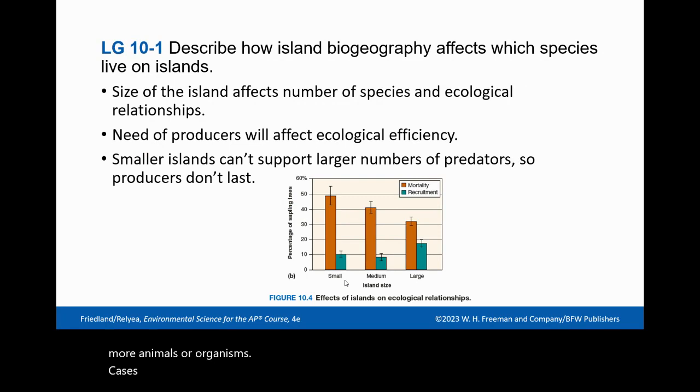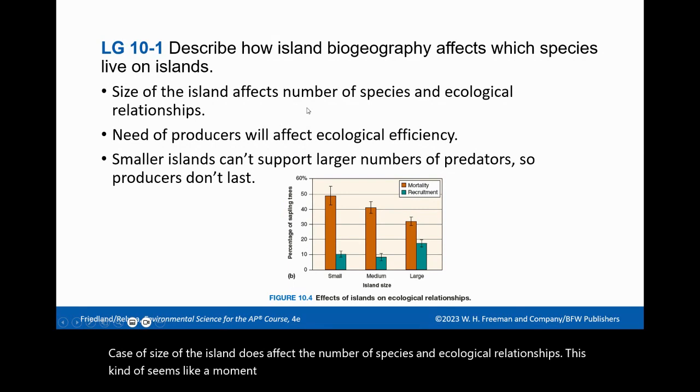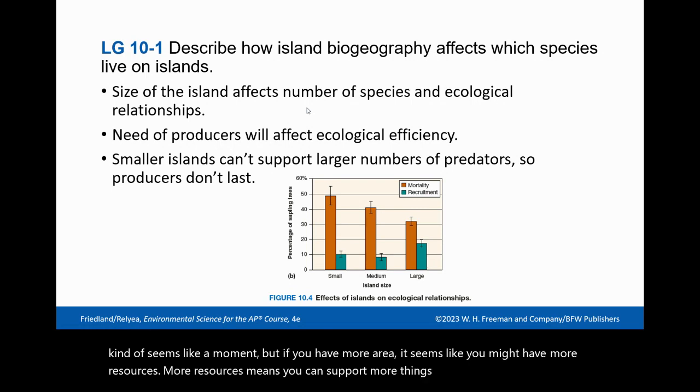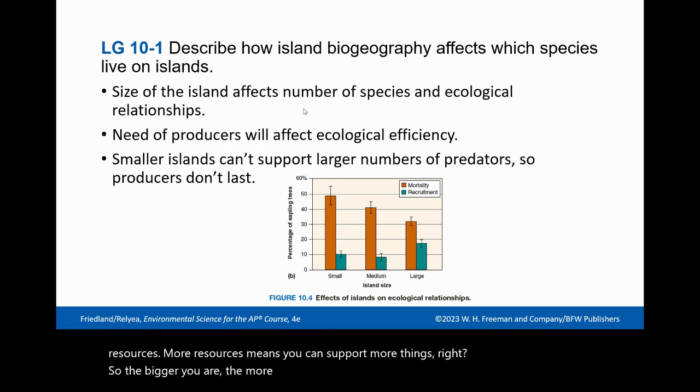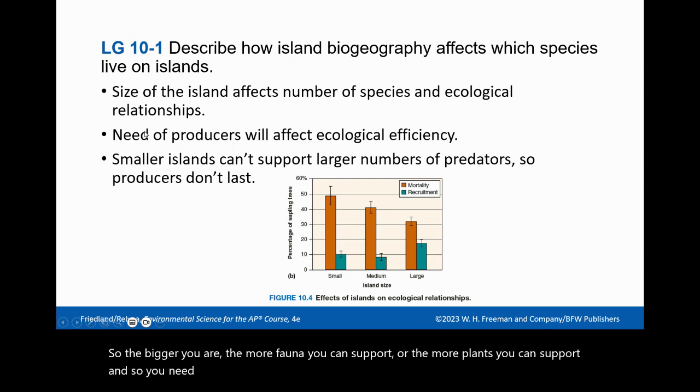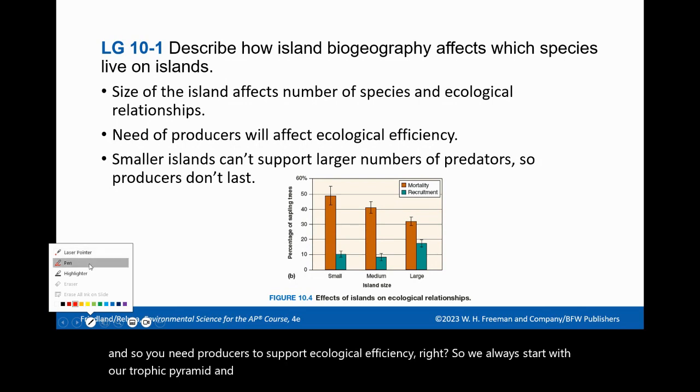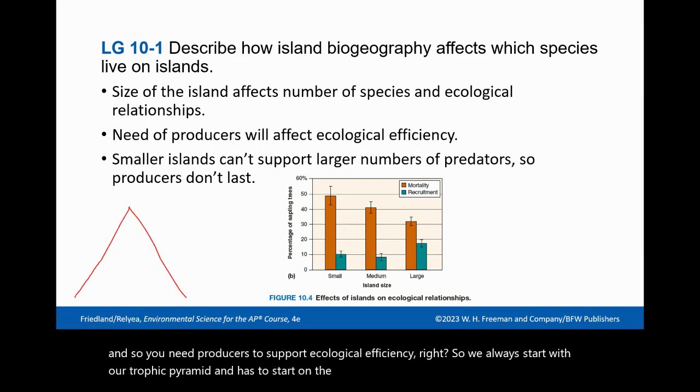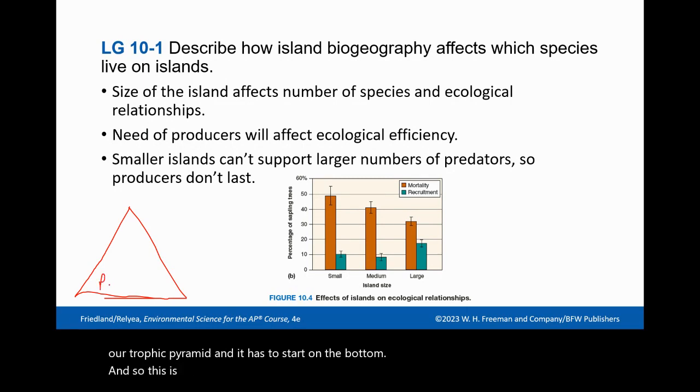Size of the island does affect the number of species and ecological relationships. This seems like a duh moment, but if you have more area, you might have more resources. More resources means you can support more things, right? The bigger you are, the more fauna you can support, or the more plants you can support. You need producers to support ecological efficiency, right? We always start with our trophic pyramid, and it has to start on the bottom. This is our producers.